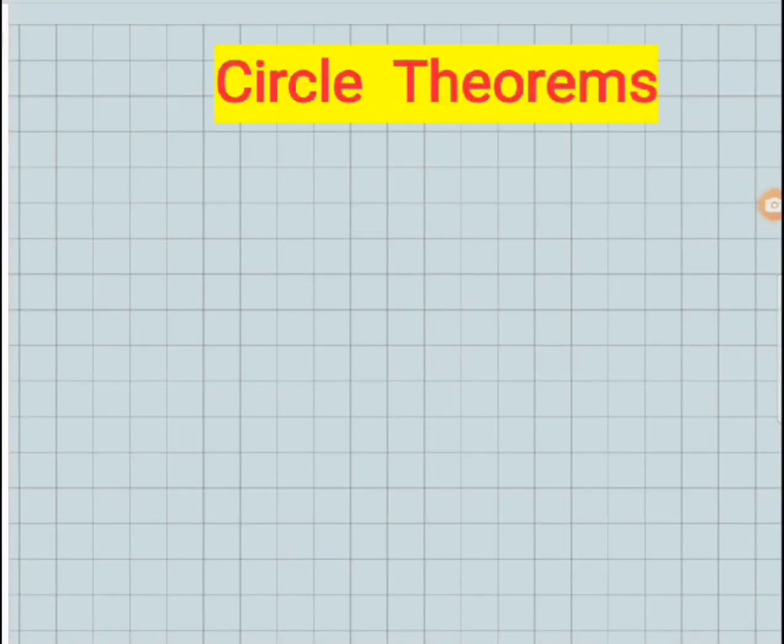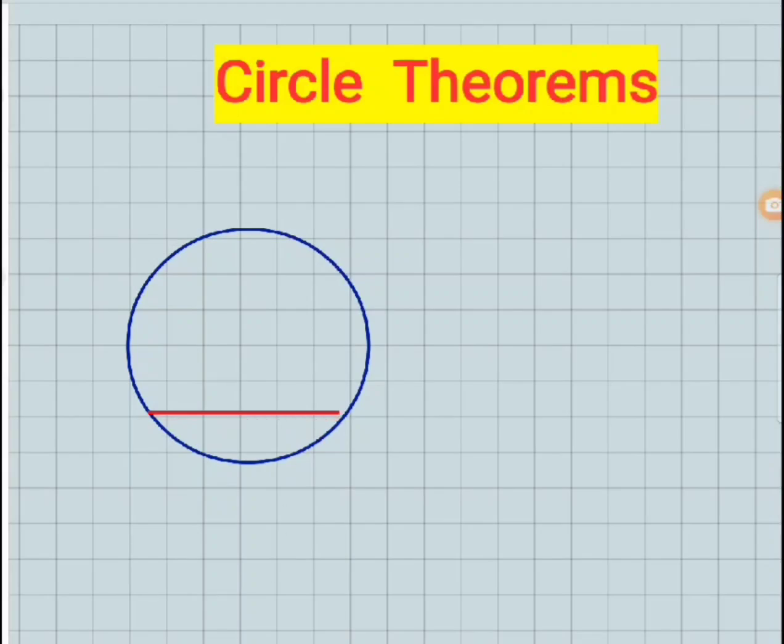In this lesson, we're going to do a basic review of theorems relating to circles. So let's start with a circle, and let's draw a line segment. A line segment in a circle, which extends from one point on a circle to another point, is known as a chord. So we have chord AB.